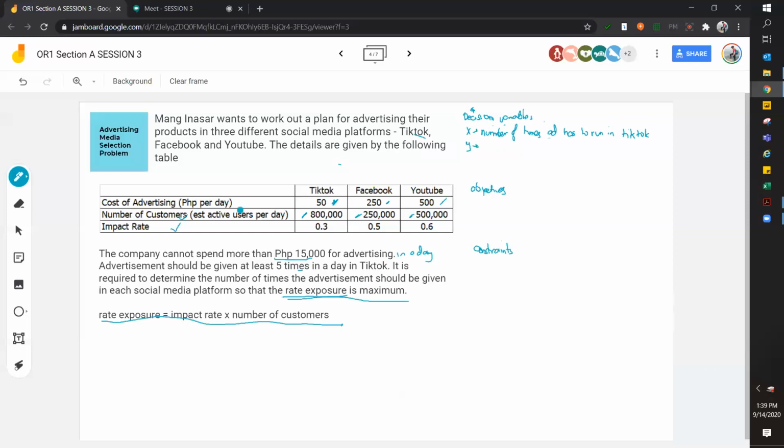Okay lang X. Or siguro yung beginning letter para hindi nakakalito. T, F, and Y. Okay. Salamat po, ma'am. Facebook. So, malinaw, ano ba yung hinahanap? Ilang times? Number of times ad has to run in YouTube.